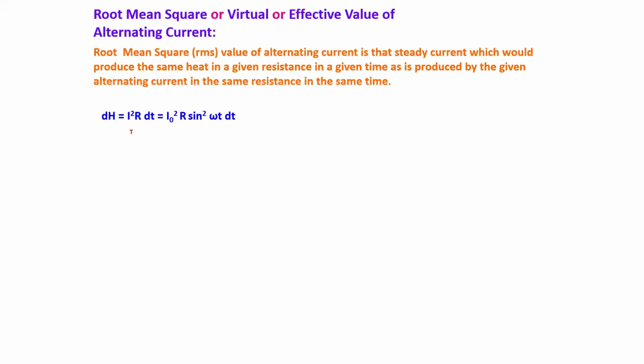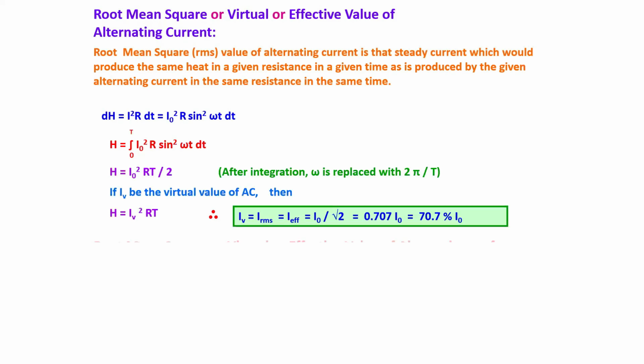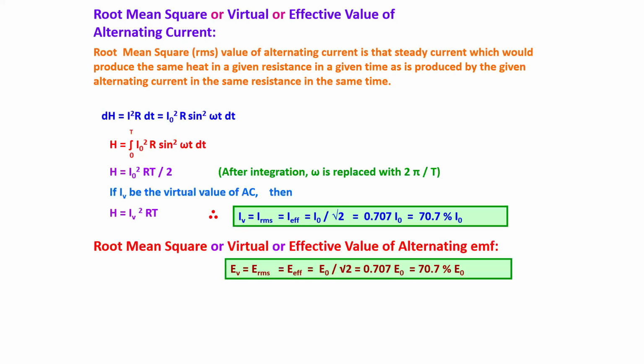Now we are going to study the root mean square value, or else virtual value, or as we can say effective value of alternating current. The root mean square value of an alternating current is that steady current which would produce the same heat in a given resistance in a given time as is produced by the given alternating current in the same resistance in the same time. The root mean square value of current can be written as maximum value divided by root 2. So we can write this as 0.707 times I naught as well.